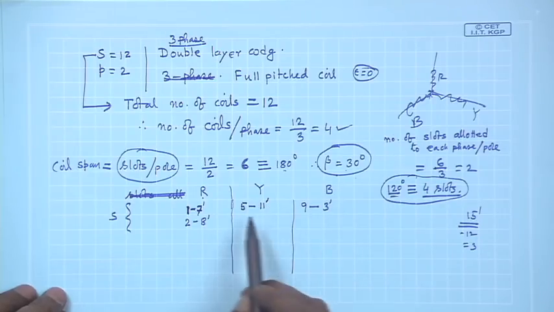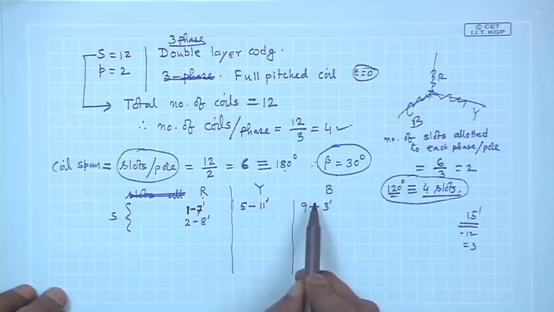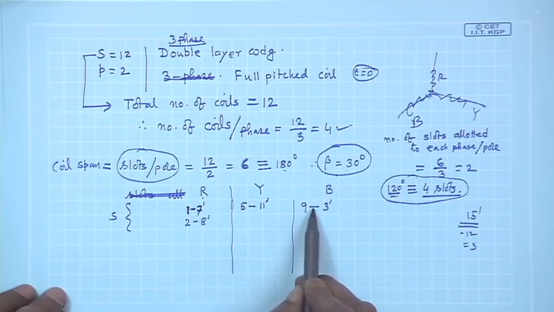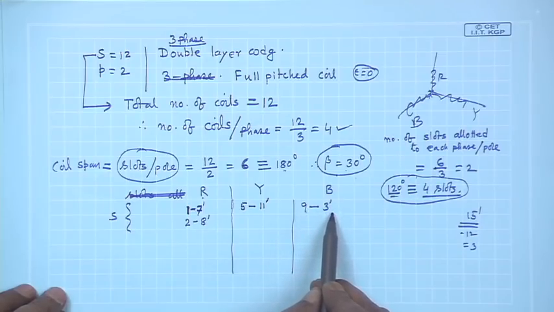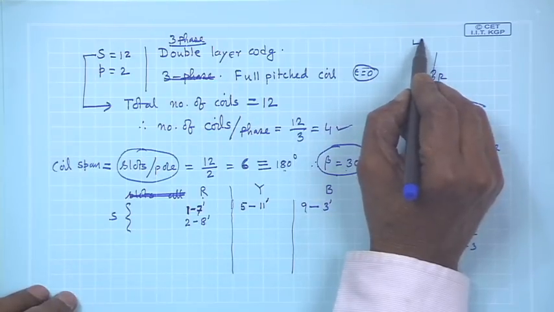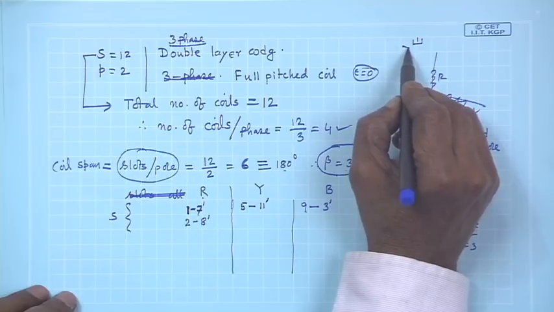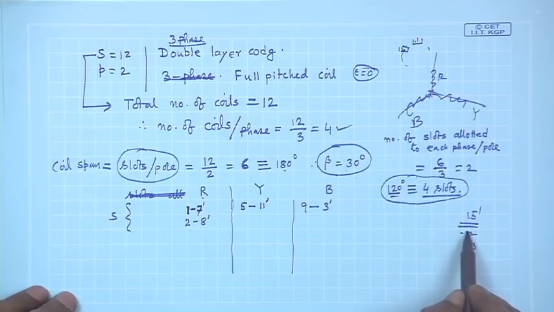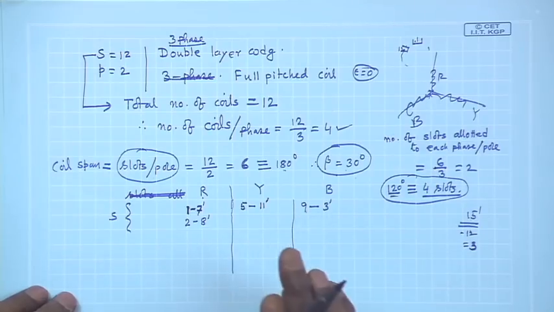Similarly, B phase starting should be from 5 plus 4, 120 degrees, that will ensure B is shifted from Y, and it is 9, and then it should end at 9 plus 6, 15, 15 dashed, but there is no slot marked as 15. What you will have is slot 1, and here it will be 12 slots as you move and come here, then once again it will be 1, 2. So, you have to subtract 12 to get this number 3, and then say 3 dashed.